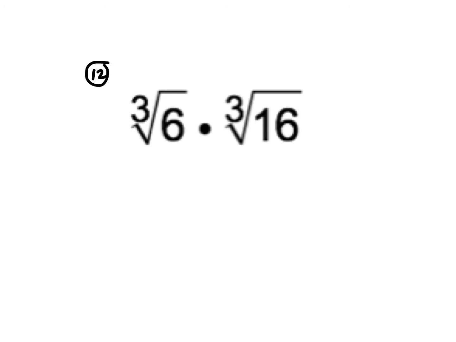All right, we got some more multiplying here. Can we multiply these together? Yep, because they have the same index. So we have the cubed root of 6 times 16. What are factors of 6? 3 and 2. And factors of 16? 4 and 4. Can we break this down any more? Yep, we can break down the 4's.